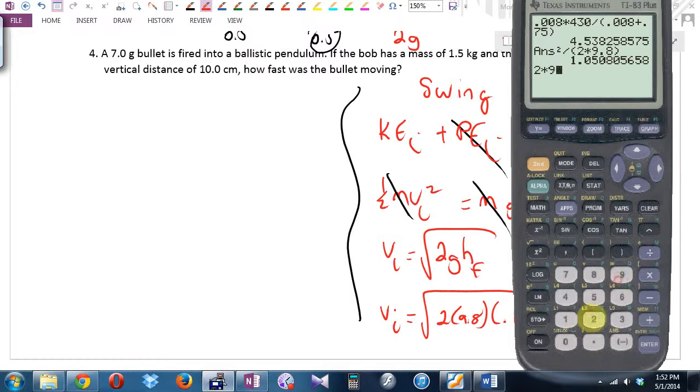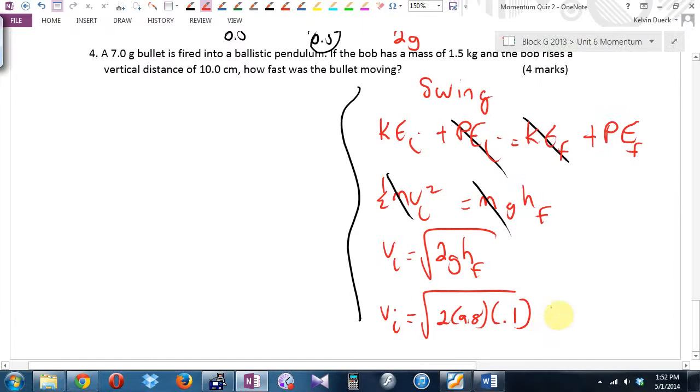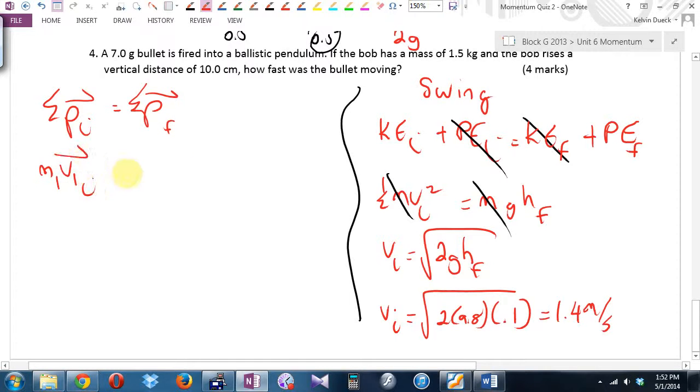I'm going to get v initial is going to be the square root of 2 times 9.8 times 0.1, not 10. Oh, nice, 1.4. How's that going to help me? Well, over here, I know there's a collision. Before the collision, the bullet's moving. After the collision, inelastic, stuck together.